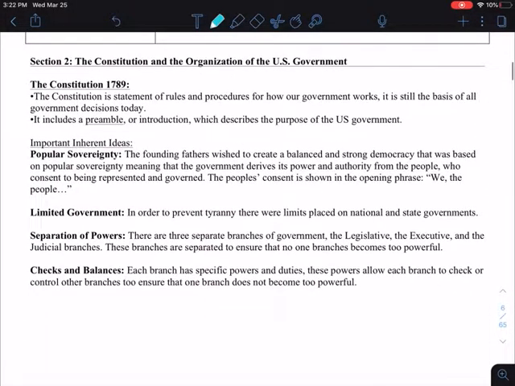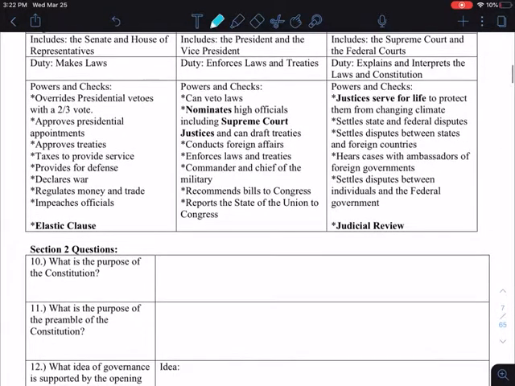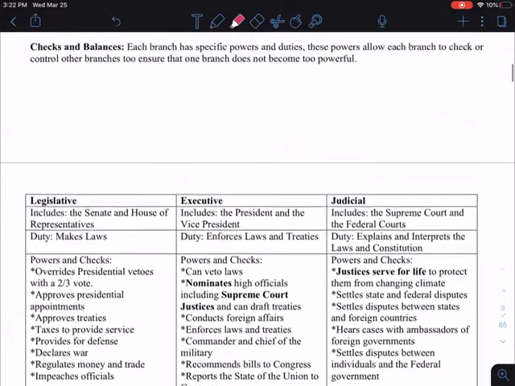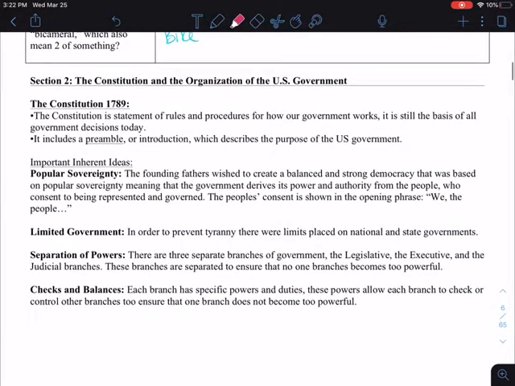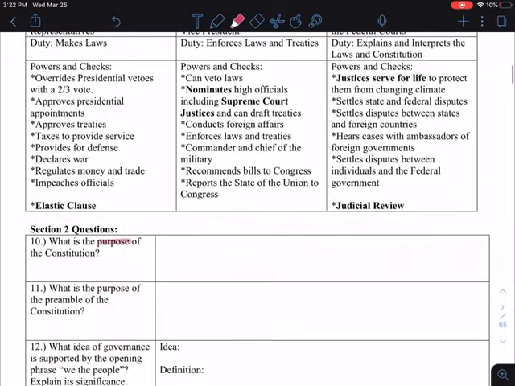Okay, section 2 over here. Let's keep scrolling. What is the purpose of the Constitution? We like those purpose questions, right? The purpose of the Constitution is to tell us the rules and procedure of how our government works. It outlines what the government is for us.